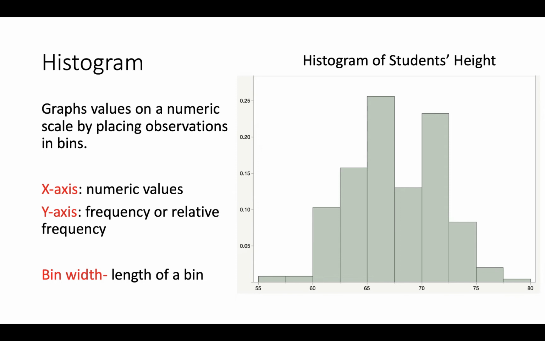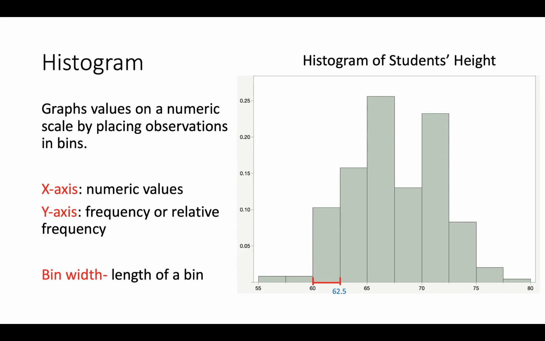So let's say that one student identified as having a height of 61 inches. They would be placed in the bin of 60 inches to 62.5 inches. So anybody who identified in that range would be in that bin. We can see in this example, it looks like roughly 10% of people that were sampled are between 60 to 62.5 inches. This brings up the concept of bin width.